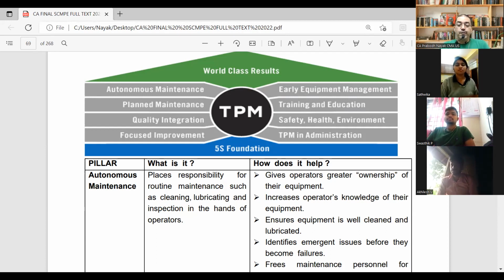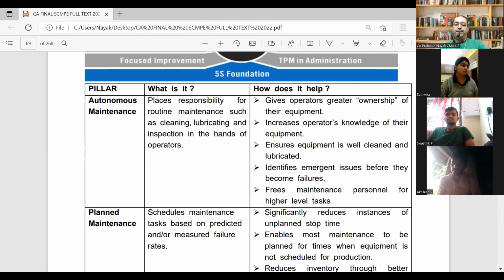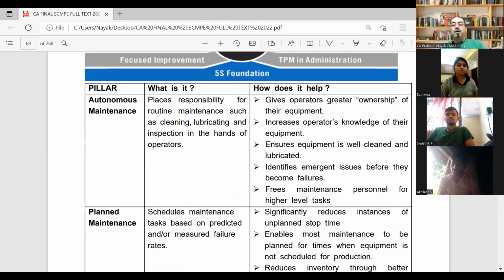So what is autonomous maintenance? It places responsibility for routine maintenance, such as cleaning, lubricating, and inspection, in the hands of the operators, the machine operators. How does it help? It gives the operators greater ownership of their equipment.